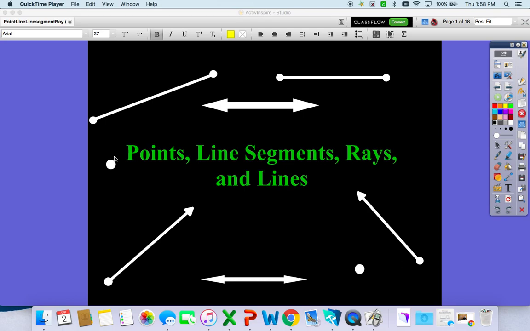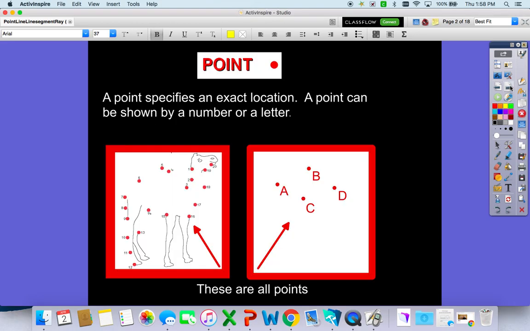Third grade, this is Mrs. Whiteside, and today we are going to review points, line segments, rays, and lines. Our first vocabulary term is point.